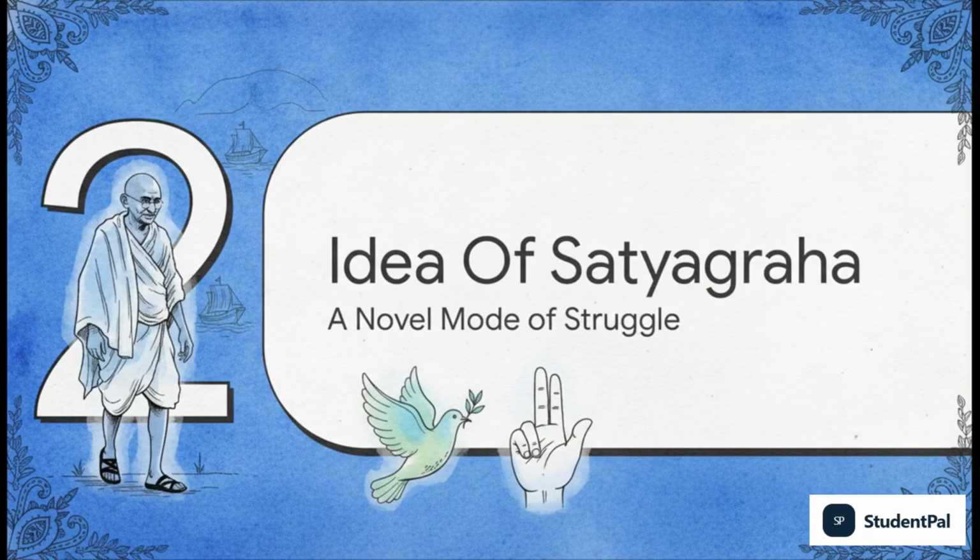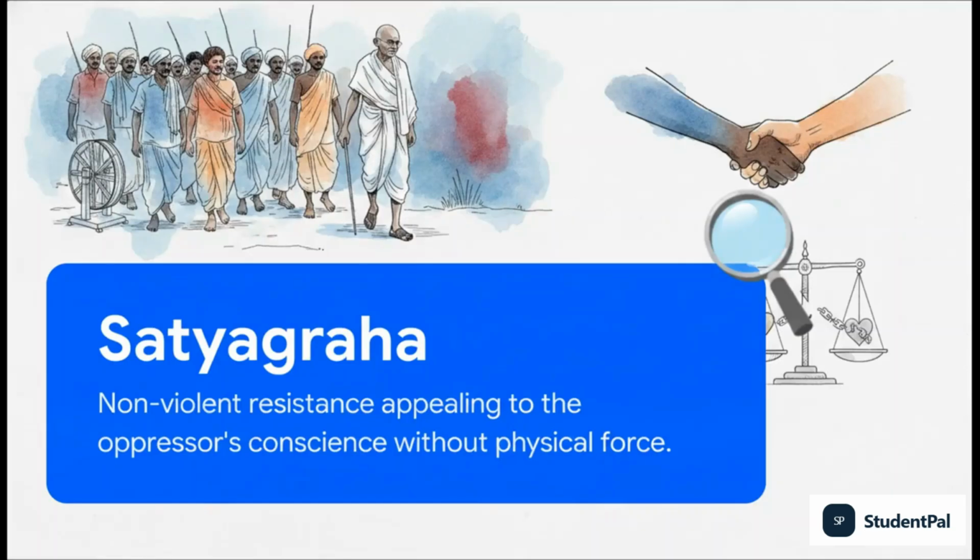Section 2, the idea of Satyagraha, a novel mode of struggle. Right at this critical boiling point, Mahatma Gandhi returns to India from South Africa. It's January 1915, and he brings with him a totally novel method of mass agitation. He called it Satyagraha. Now, Satyagraha literally emphasizes the power of truth and the fundamental need to search for truth. It basically says, look, if your cause is true and your struggle is against injustice, you absolutely do not need physical force to fight your oppressor.